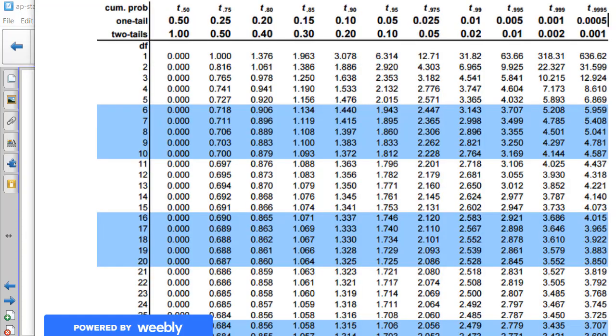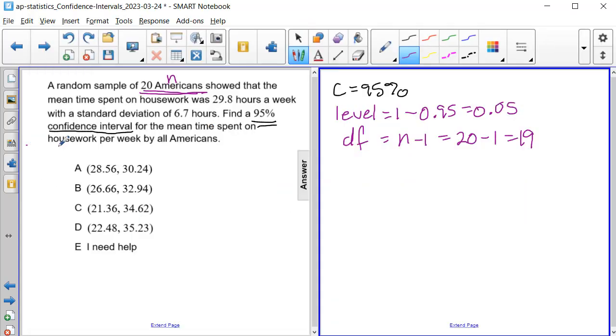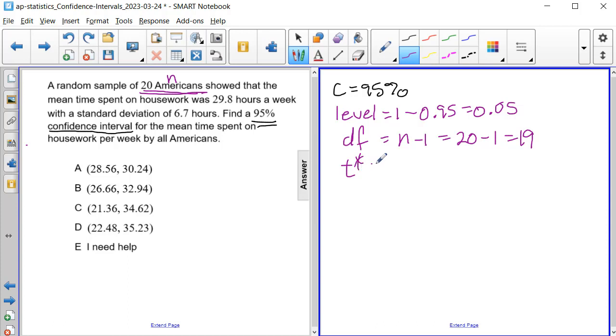If we switch over to our t-table and take a look at it, we are looking for 0.05 for two-tail, and we're going down to 19, and we get the t star value of 2.093. So let's fill that in. Our t star value is 2.093.